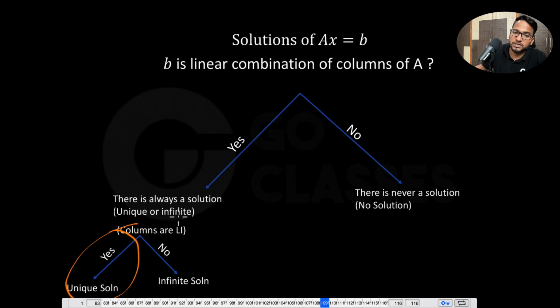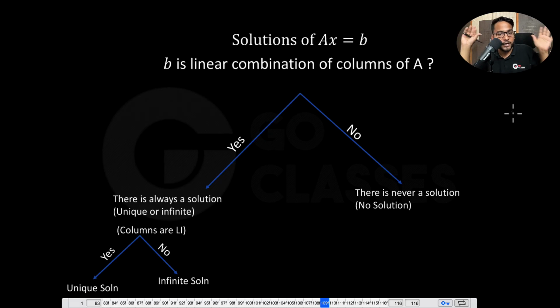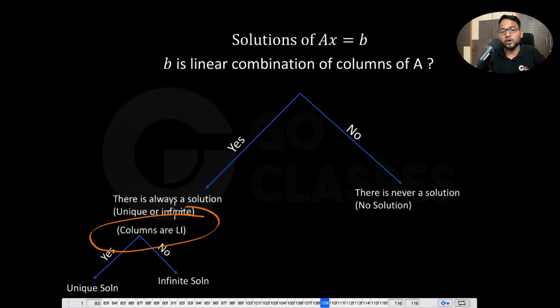Now let's extend this idea in the next video, where I will prove why this yes has a unique solution and why this no has infinite solutions. Basically, if the columns of A are linearly independent, then you will have a unique solution if the solution exists. I'm assuming the solution exists, which means B is a linear combination of columns of A. If that's the case and the columns are linearly independent, then unique solution, otherwise infinite solutions. If B is not a linear combination of columns of A, then there is never a solution.